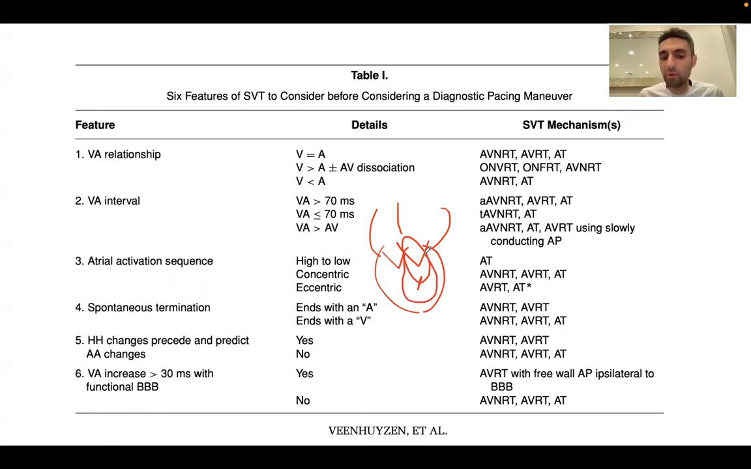So the tachycardia would prolong. Okay, guys? Make sense? The VA would prolong. And usually when VA prolongs, if the AH remained the same, the tachycardia would prolong. Okay? Okay. So now let's go to part 2.